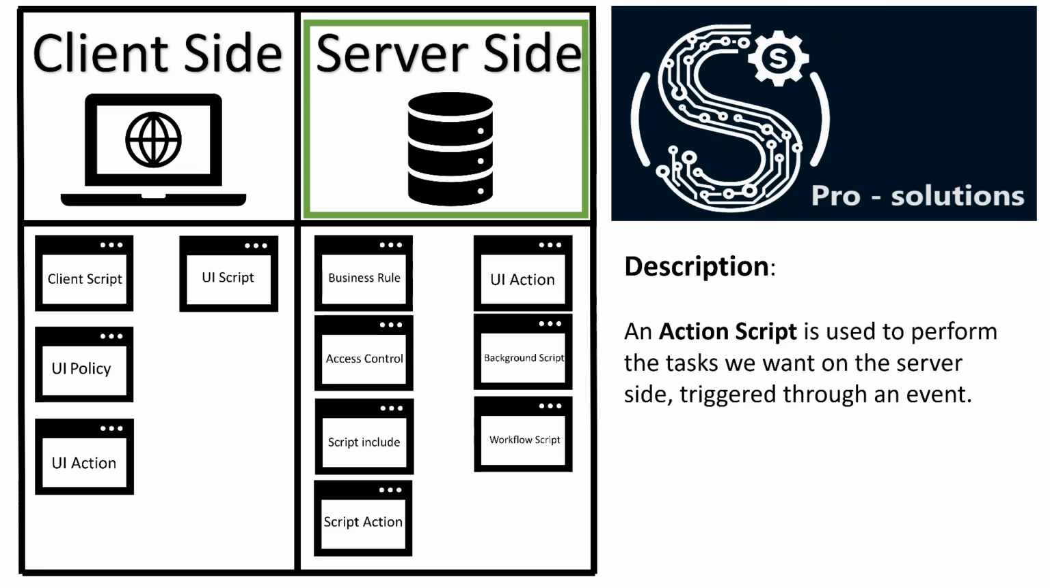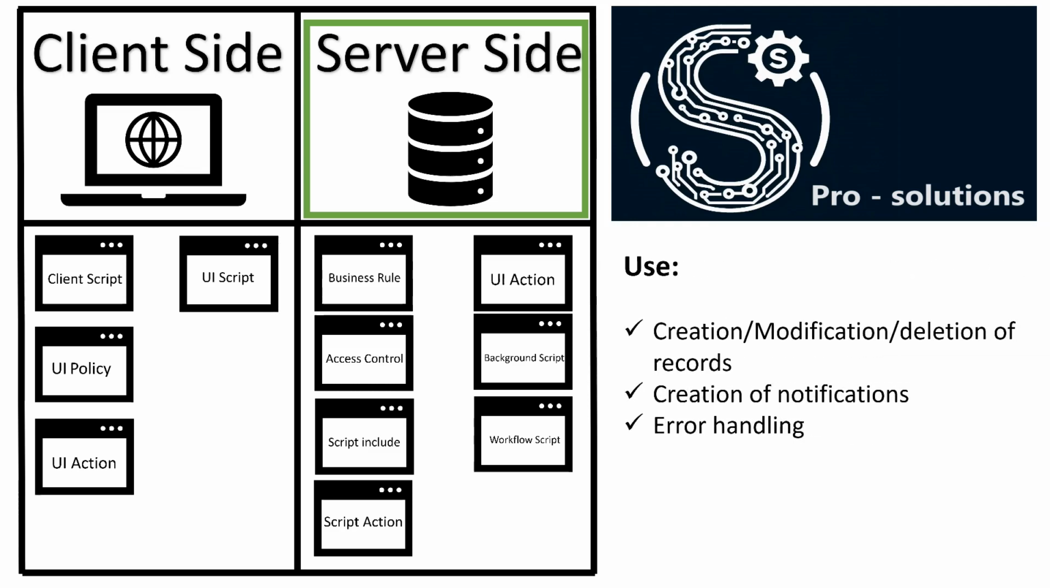They are very useful when executing different scripts simultaneously when a certain event happens. But we do not want to call each of the scripts from all the places where it is launched. So we will simply launch this event and the codes we want will be executed. Apart from this, other very typical uses of this type of scripts are the following: creation, modification or deletion of records, creation of notifications, or error handling.